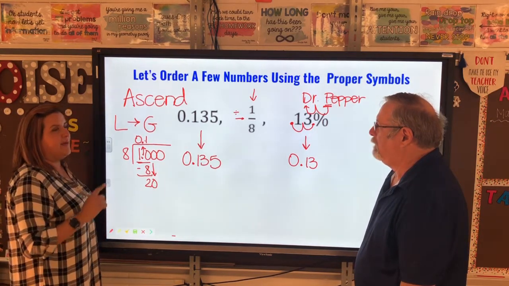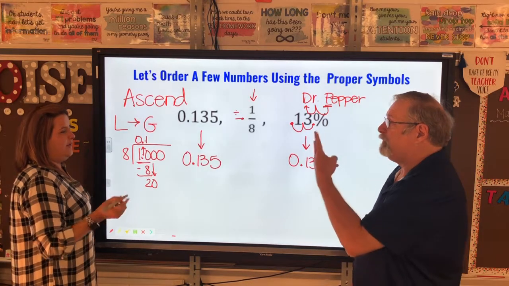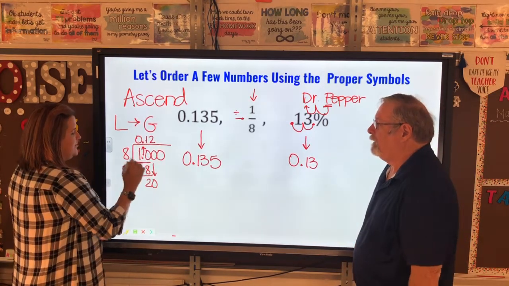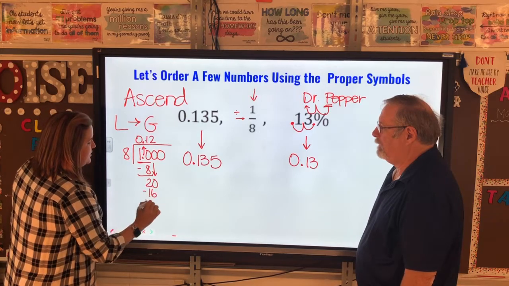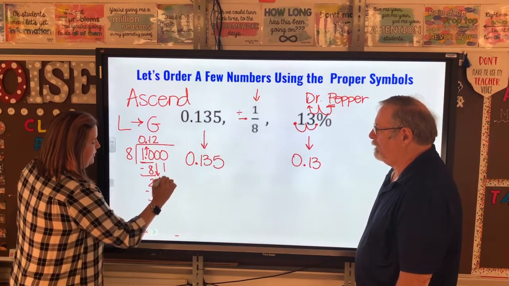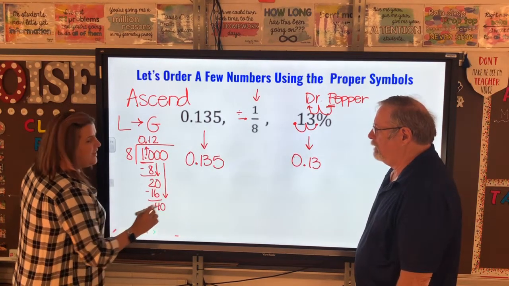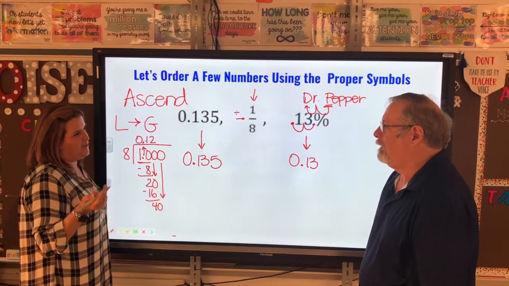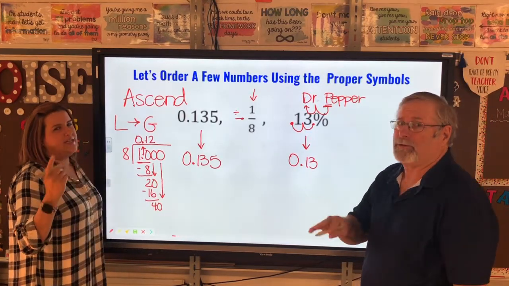So now, how many groups of 8 are in 20? 2. 2 times 8 is 16. This is why we're supposed to know our facts. And then we bring down that last 0, and really you only have to go to the hundredths place. Well, because here... To the thousandths place.